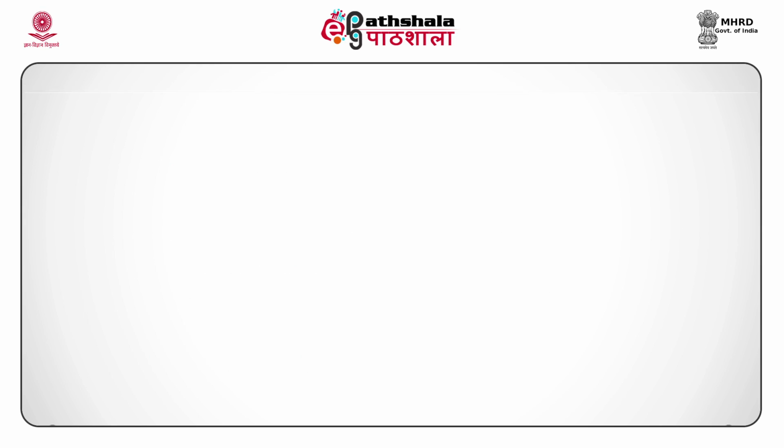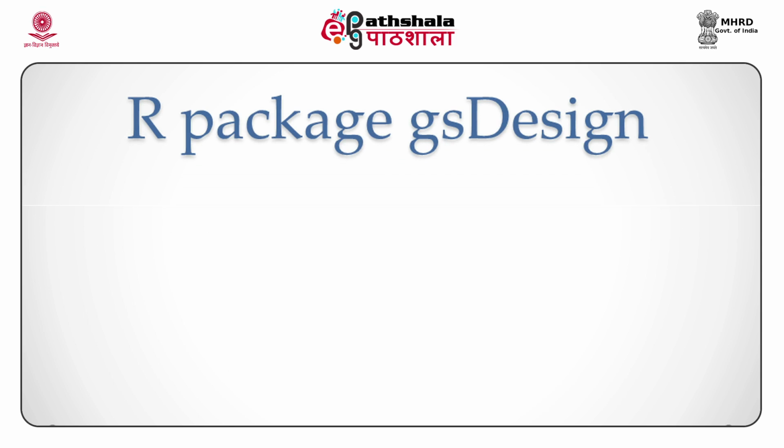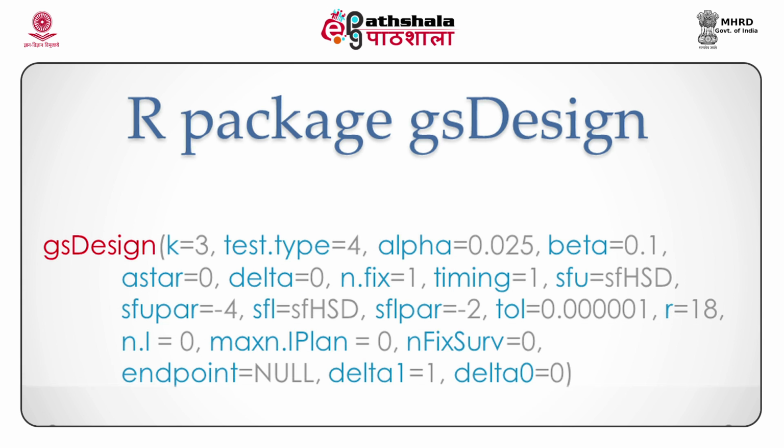A quick glimpse at the R package gsDesign, which we shall revisit in the final module on sequential clinical trials. This slide gives you the typical syntax of the function gsDesign. So you can see that there are many arguments. K is the number of analyses planned, including the interim and the final. The test type, which could be one-sided, two-sided, symmetric or asymmetric. Alpha, the type 1 error. Beta, the type 2 error.